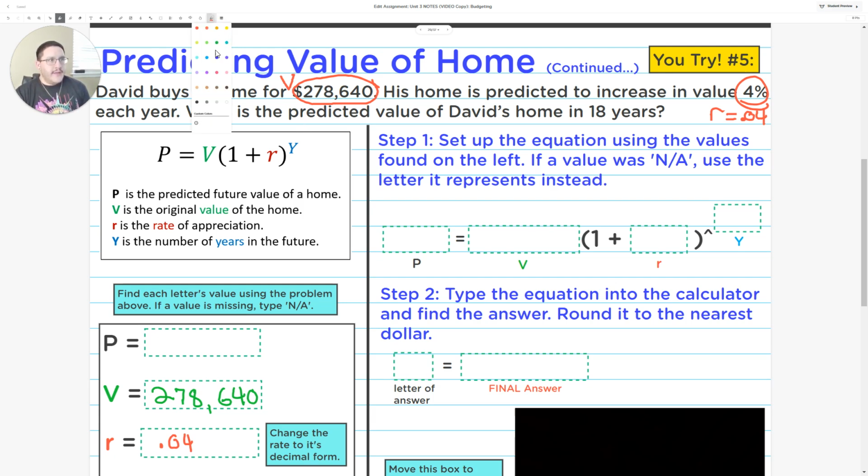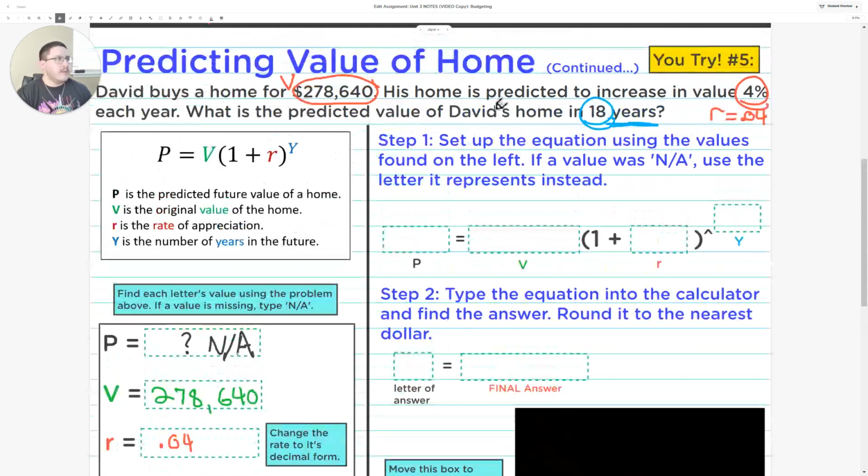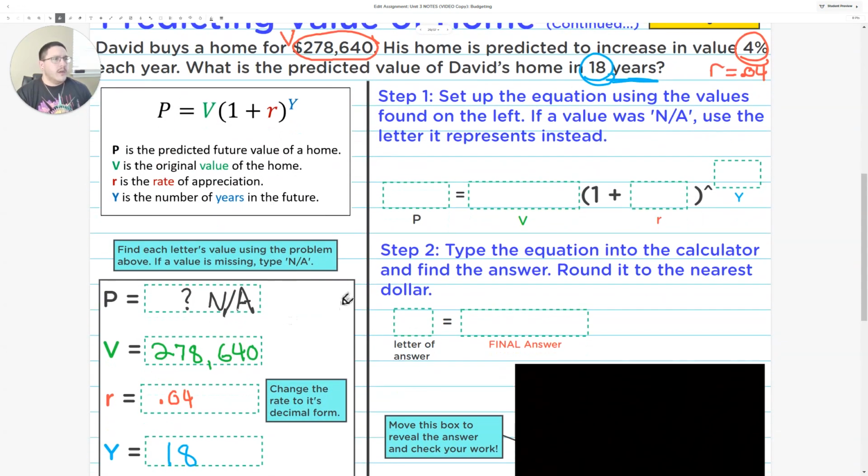The other thing that I have is 18 years. So Y represents years. That's going to get filled in with 18. The value that we don't know is the P value. So that is not available, or NA for short. Now that we have all our information, we're going to plug it into the formula. This is a future value formula because it's asking for the prediction later on.